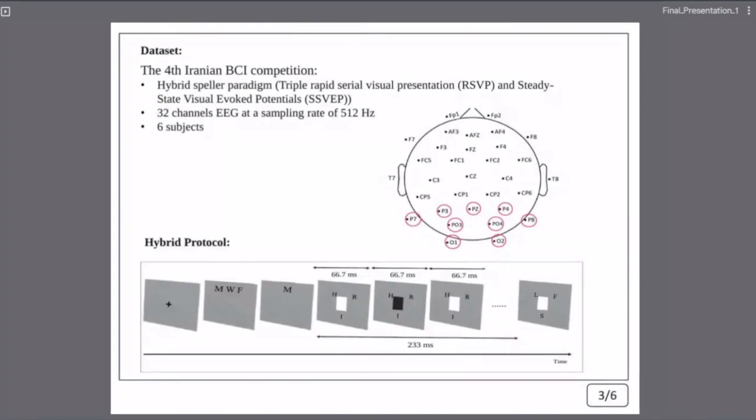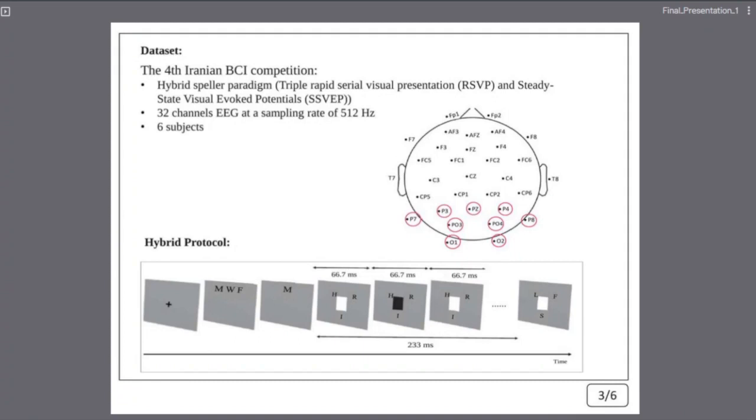First, it's better to briefly explain what the triple RSVP speller is. In the triple rapid serial visual presentation, called RSVP, speller paradigm, three different characters are randomly displayed at the same location on the screen. So they are gaze independent, and the subject should look at the three characters at the same time in the experiment. When the subject observes the target character, the P300 component appears for that letter. Therefore, we have a P300 classification for this type of paradigm.